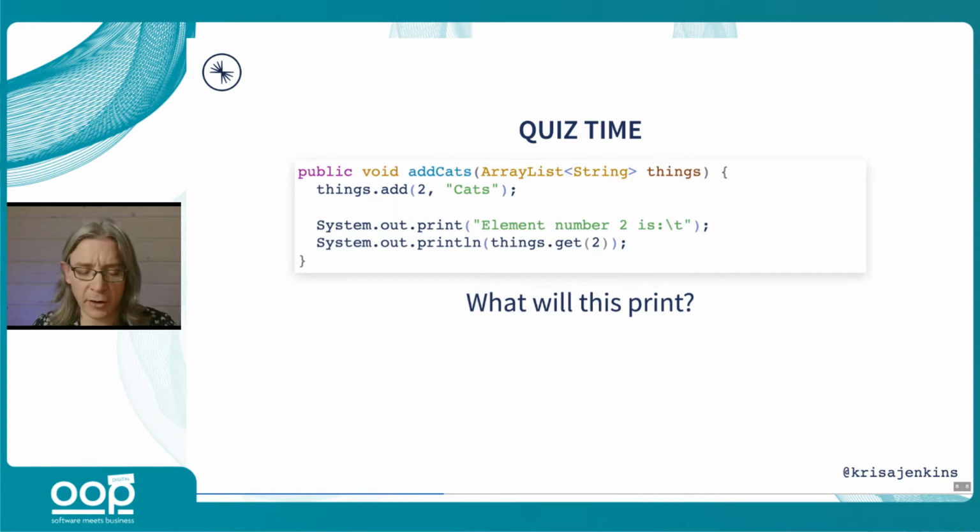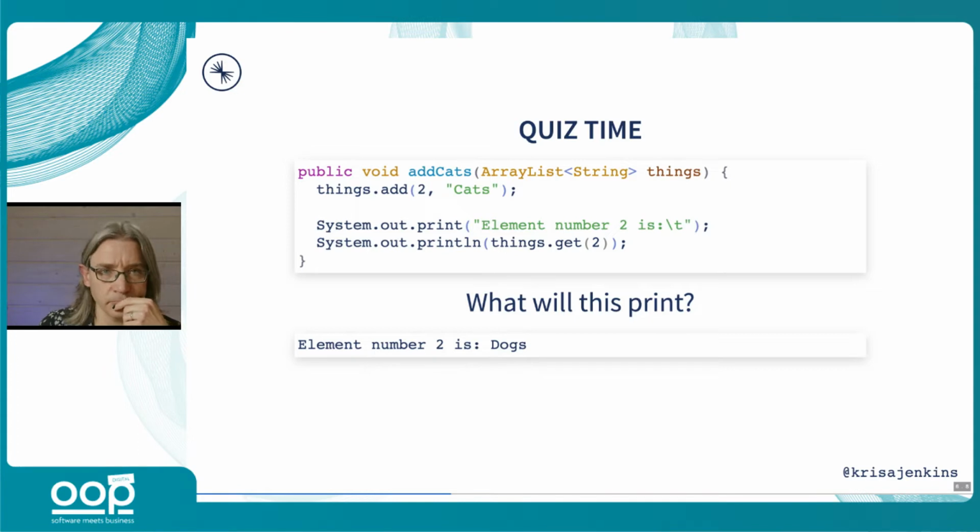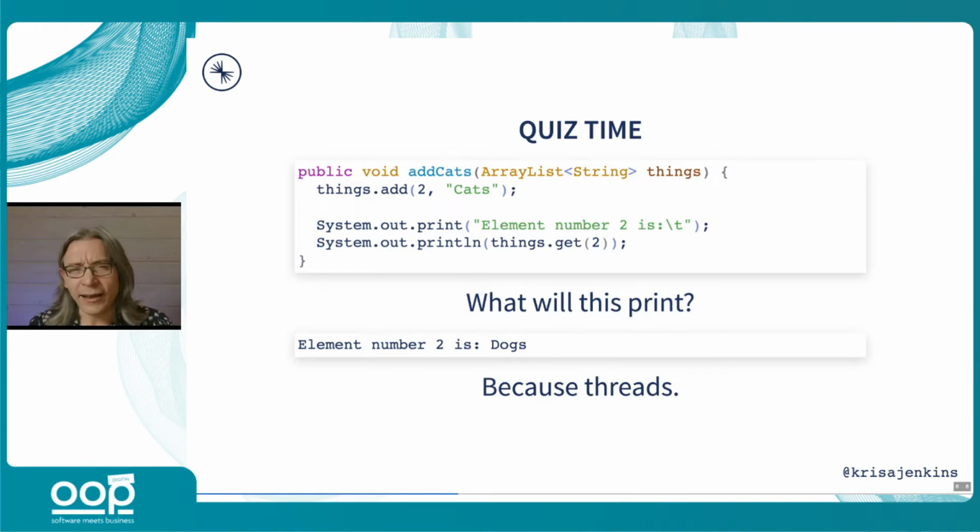Of course, you know it's a trick question. This code will print dogs at element number 2. Why? Because threads. But why? Why do threads cause this problem?